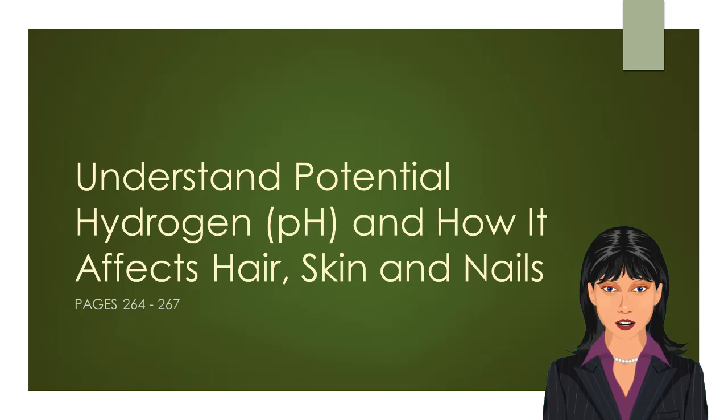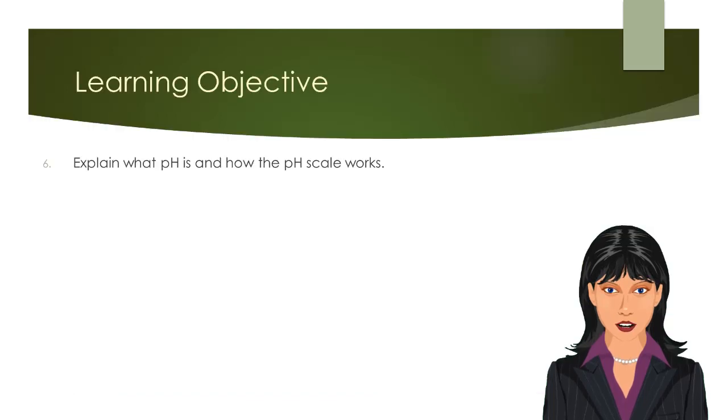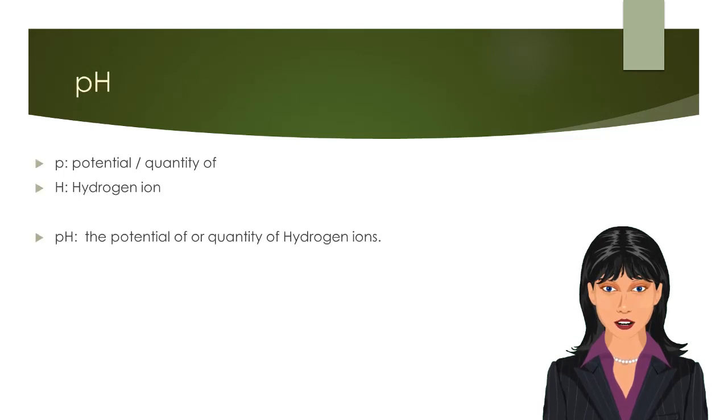Now let us understand potential hydrogen, or pH, and how it affects the hair, skin, and nails. Our learning objective for this lesson is to explain what pH is and how the pH scale works. Notice that pH is written with a lowercase p and a capital H. The p represents the potential of, or quantity of. The H represents the hydrogen ion. Therefore, the symbol or abbreviation pH indicates the potential of, or the quantity of, hydrogen ions.